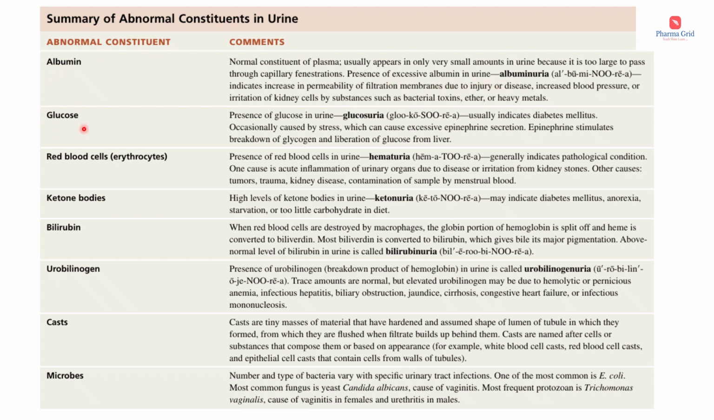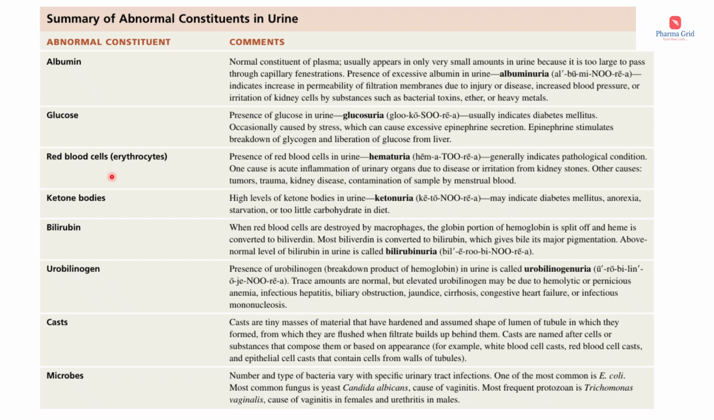And the next component is glucose. Presence of glucose in the urine is known as glucosuria. It usually indicates diabetes mellitus and is also occasionally caused by stress, which can cause excessive epinephrine secretion. Epinephrine stimulates the breakdown of glycogen and liberation of glucose from the liver.